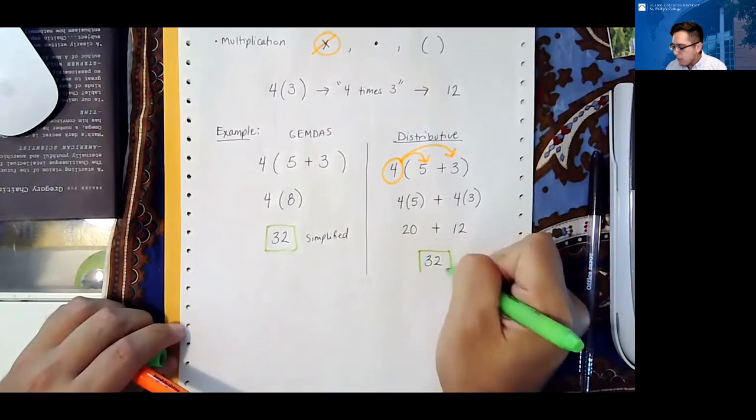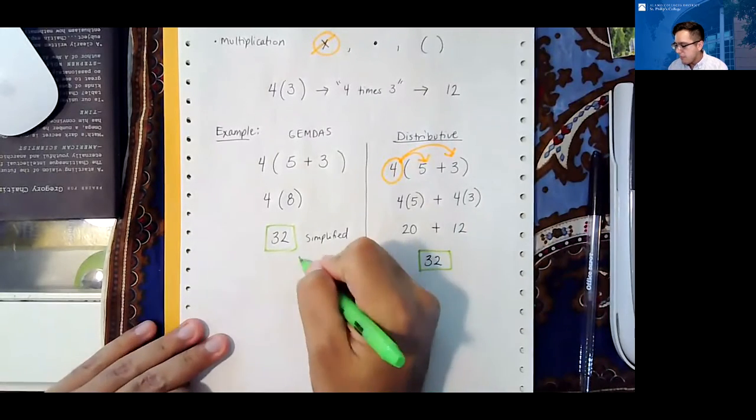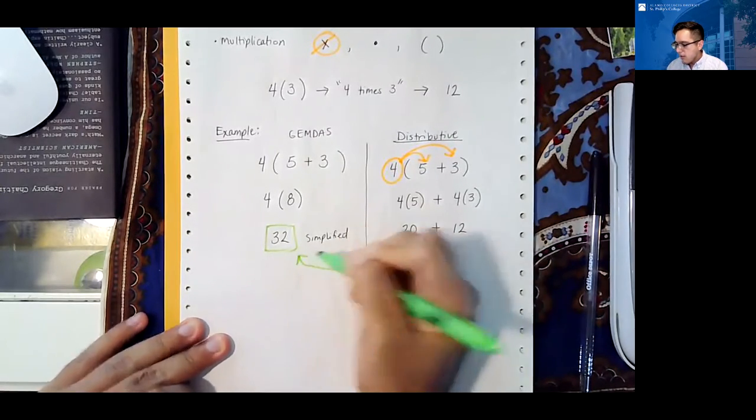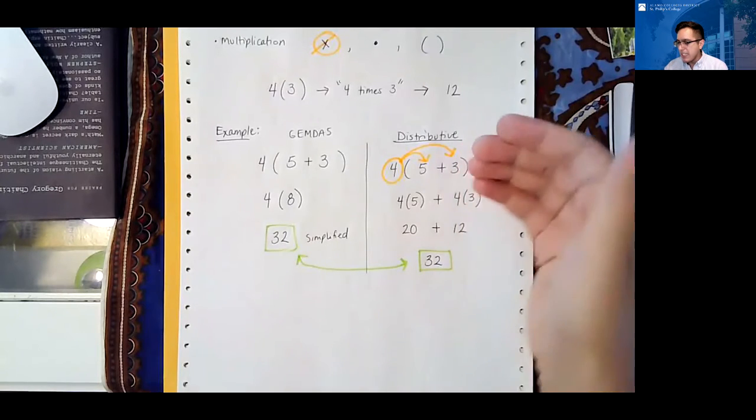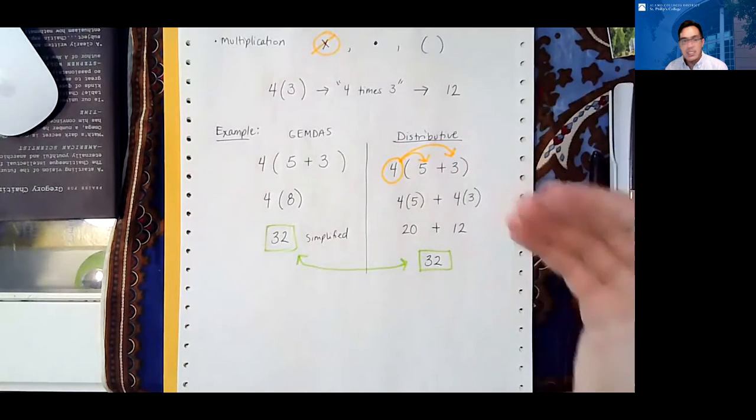So our simplified expression is going to be the same, regardless of whether we use the strict order of operations through GEMDAS or if we use the distributive property. So you might be asking, why am I giving you a second rule that seems a little bit more difficult in terms of it having at least one extra step?